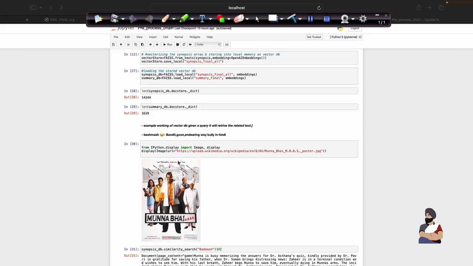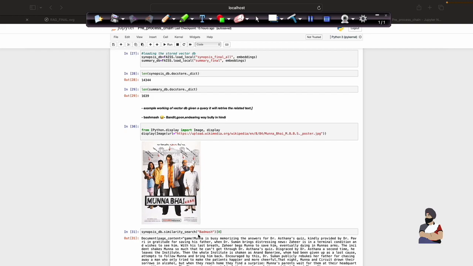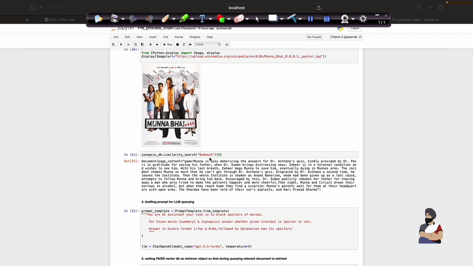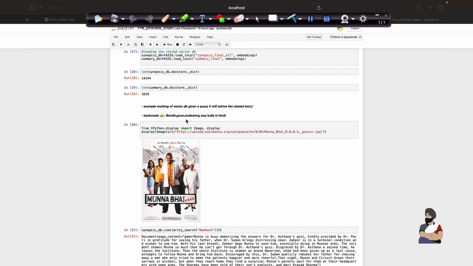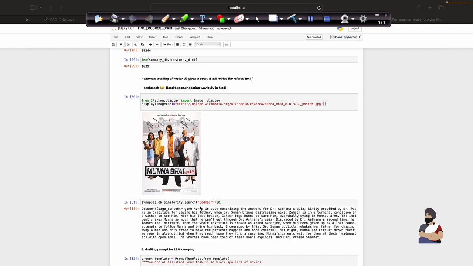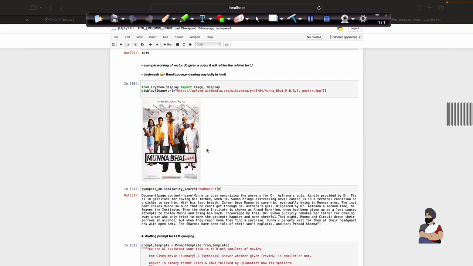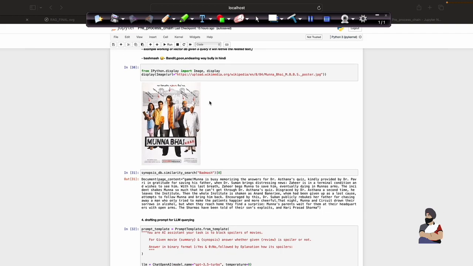So yeah, this is Munna Bhai MBBS. I have given a query to the synopsis vector database: badmash, which means a bandit, goon. Or sometimes our mothers used to say to me, you are a badmash, in an endearing way, whenever you acted naughty. So when you query badmash against this vector database, it retrieves the text related to the Munna Bhai MBBS movie. Munna Bhai MBBS was a movie about a goon, in a pretty endearing way. It's a comedy movie basically.